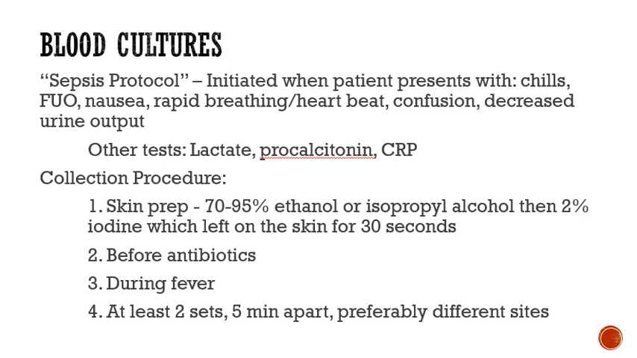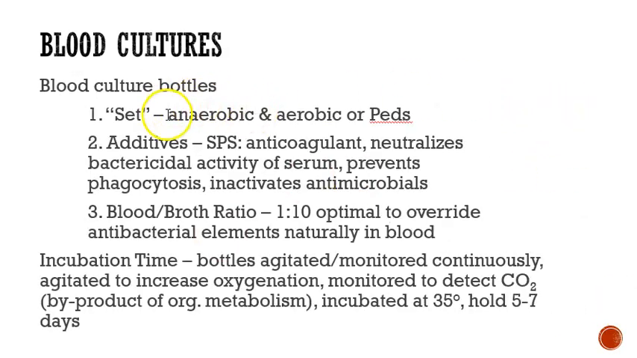The best case scenario is that you want to collect the blood cultures before administration of antibiotics, during fever if possible, and you want to collect at least 2 sets, sometimes as many as 3 or 4, just depending on what the doctor thinks might be the cause of the sepsis. So at least 2 sets, at least 5 minutes apart, preferably from different sites. So a blood culture set consists of an anaerobic and an aerobic bottle.